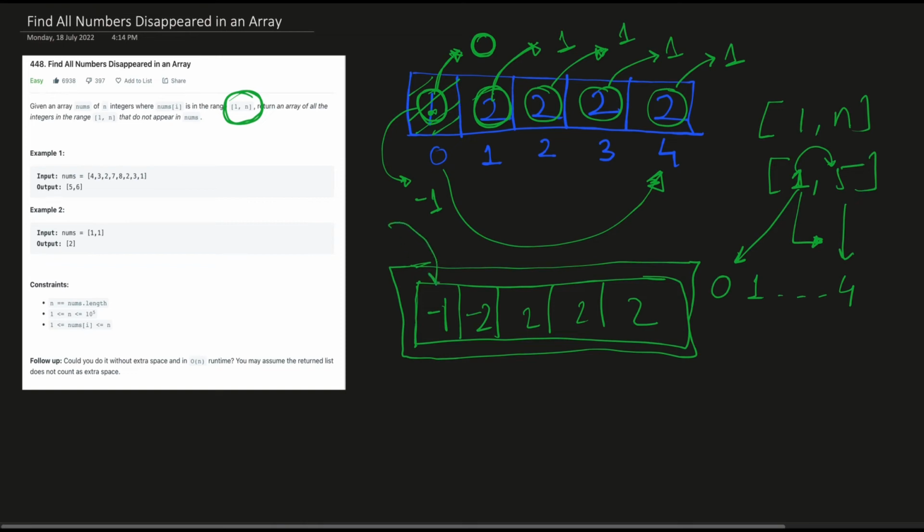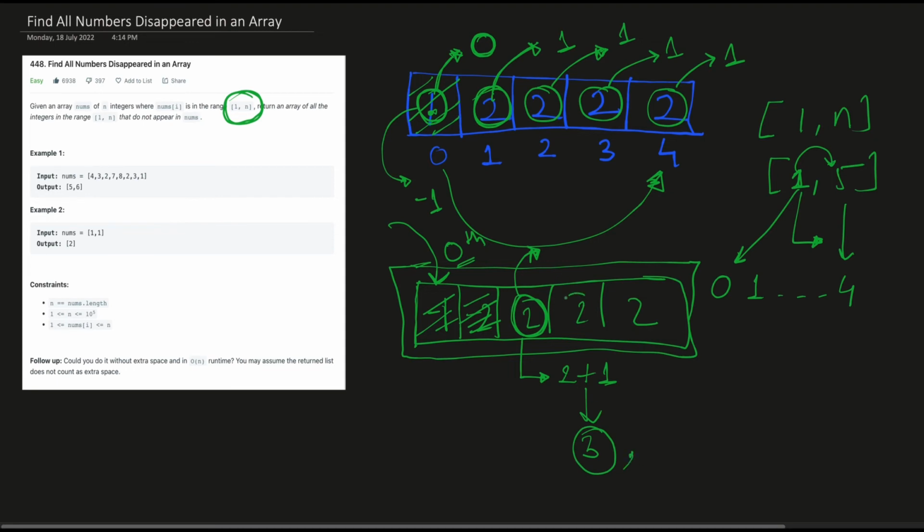Basically, we encounter the 0th position. Okay, the element at this position is negative. So that means this is visited. First position is also visited. And now the second position, this is not visited. So in this case, what is the index? The index is 2. And what if we add 1 to it? We will be getting the number that is missing.